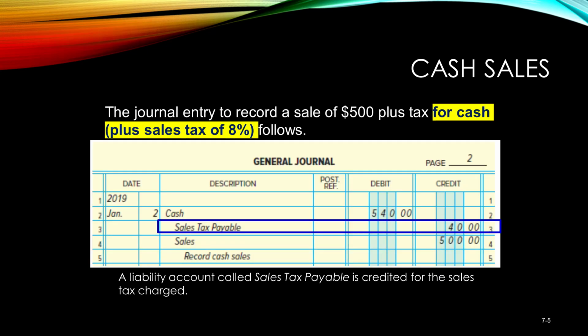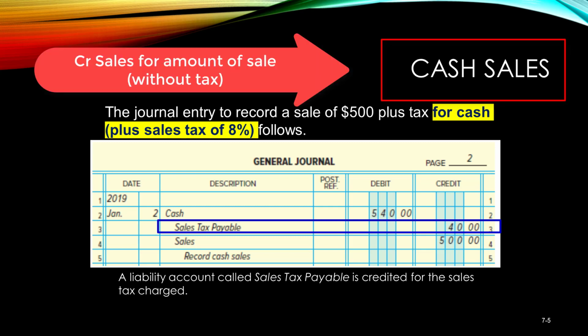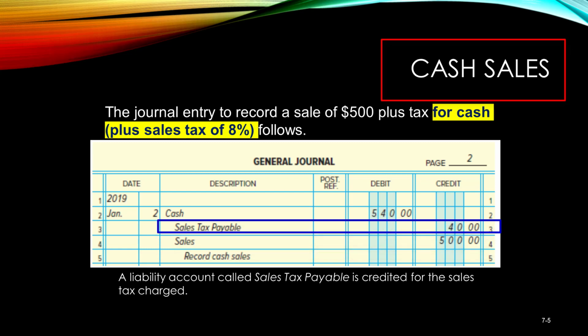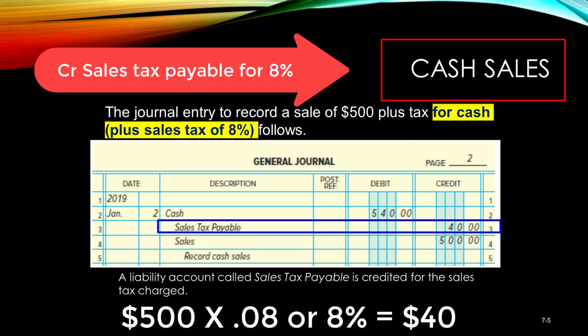In this first cash sale, the company sells $500 worth of goods plus tax of 8% to a customer. As we mentioned earlier, sales is the major revenue account for merchandiser. It is credited for the amount of the actual sale. In addition, the company needs to collect the 8% sales tax. So the $40 is the $500 in sales times the sales tax rate of 8%.